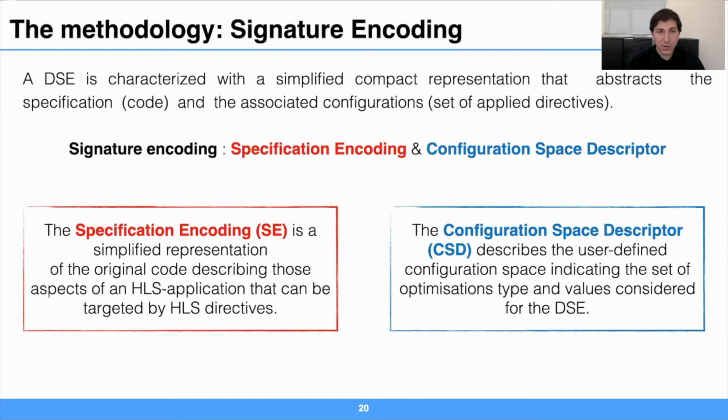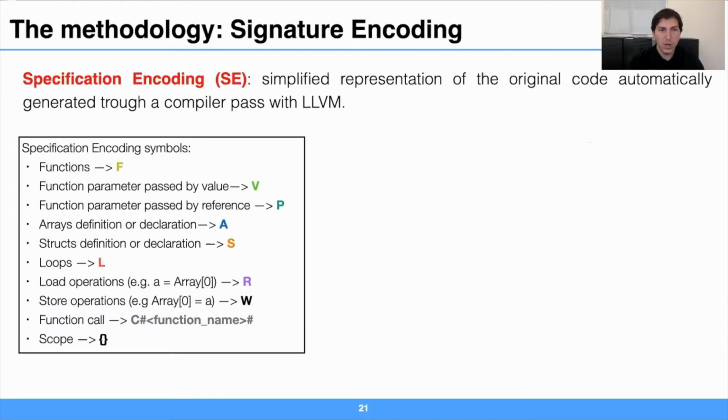A signature encoding is a compact representation that abstracts both the specifications, so the code, and the configuration space. The specification encoding is a simplified representation, from the HLS point of view, of the design specification, while the configuration space descriptor describes in a compact way all the possible configurations that we want to explore in the design space exploration process. So let's look in more detail at the specification encoding.